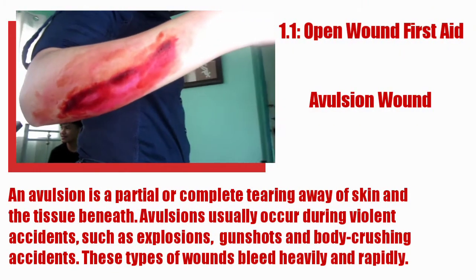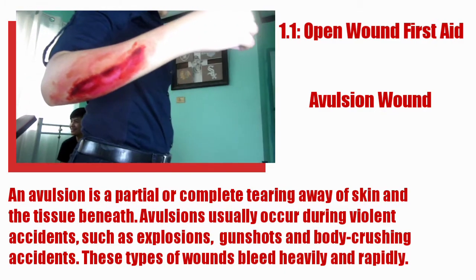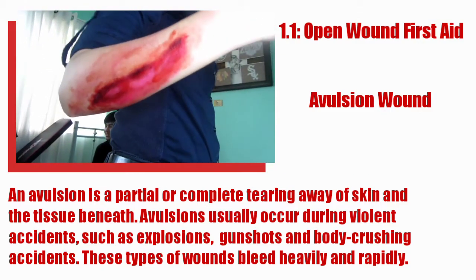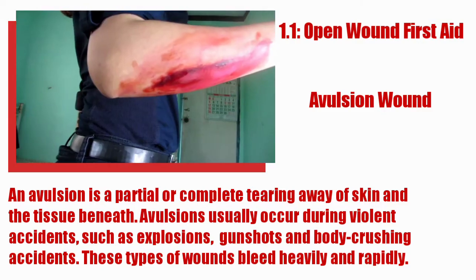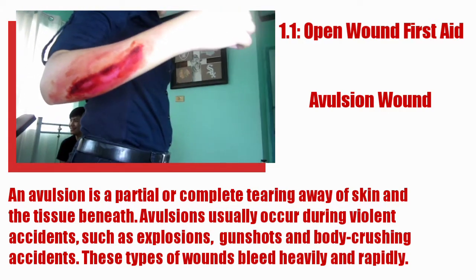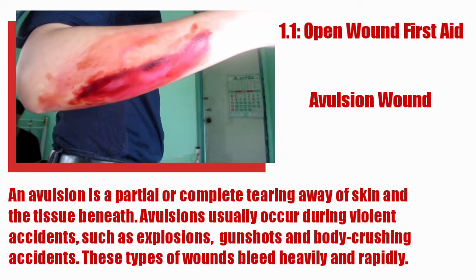Avulsion wound. An avulsion is a partial or complete tearing away of the skin and the tissue beneath. Avulsions usually occur during violent accidents such as explosions, gunshots, and body-crushing incidents. These types of wounds bleed heavily and rapidly.